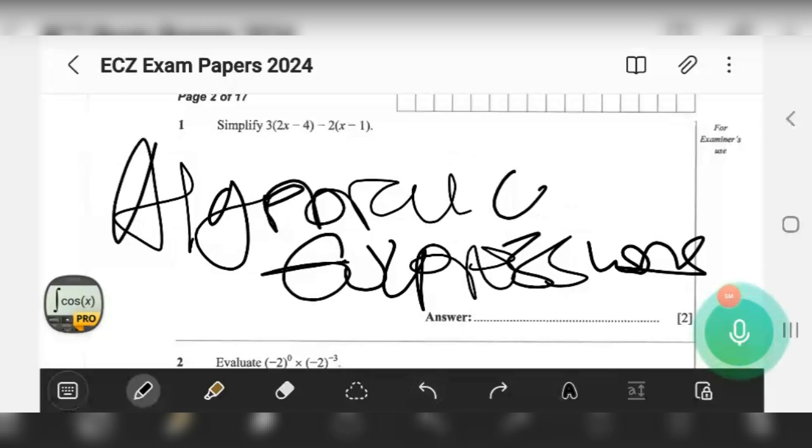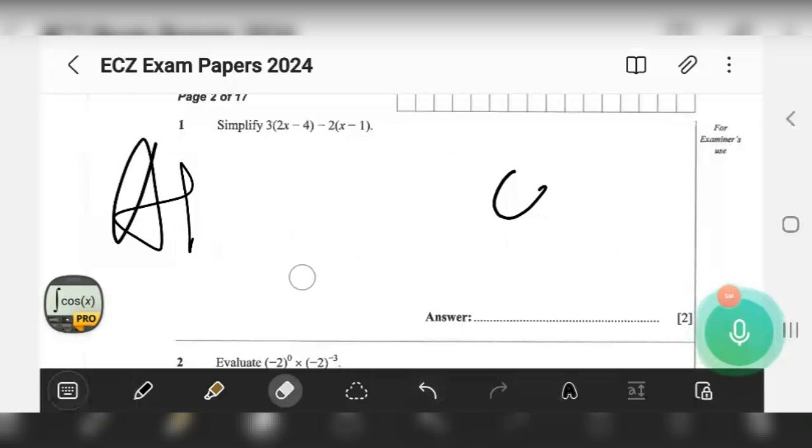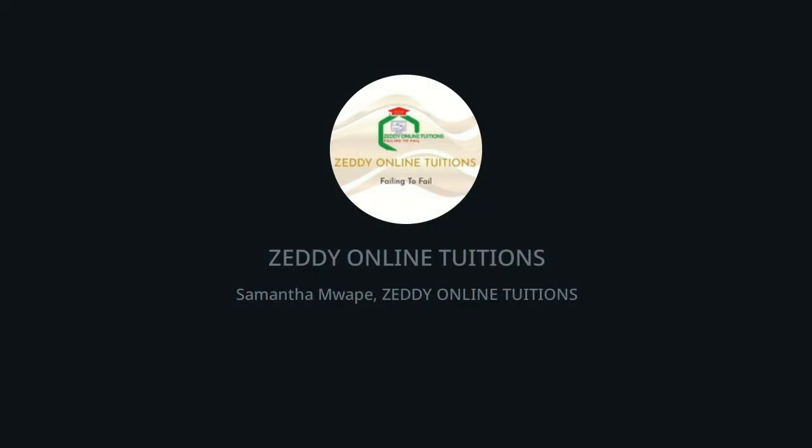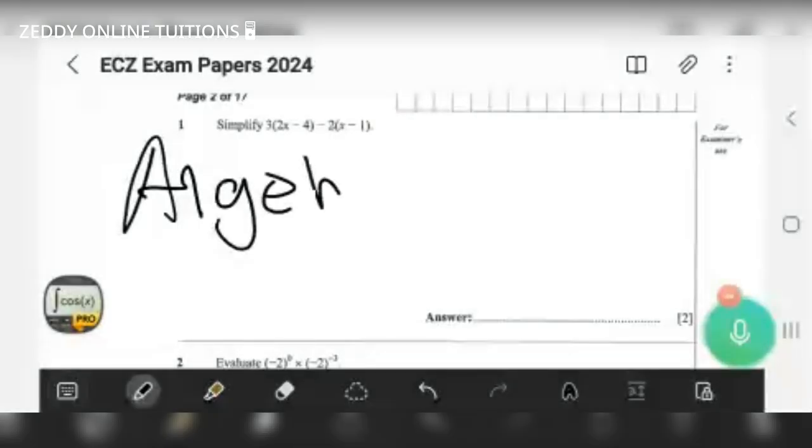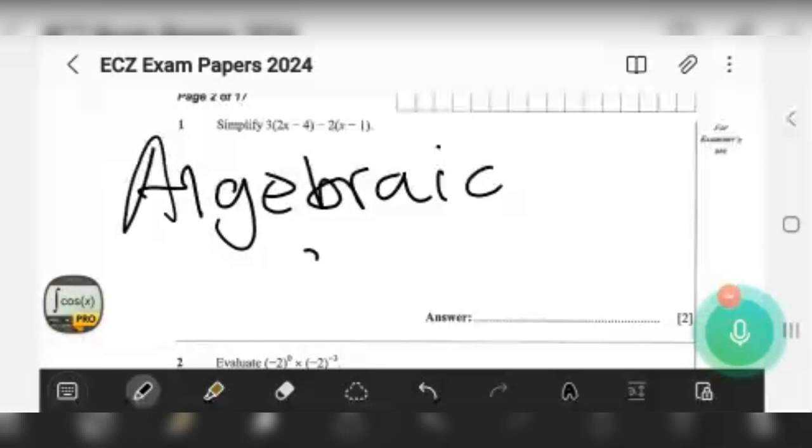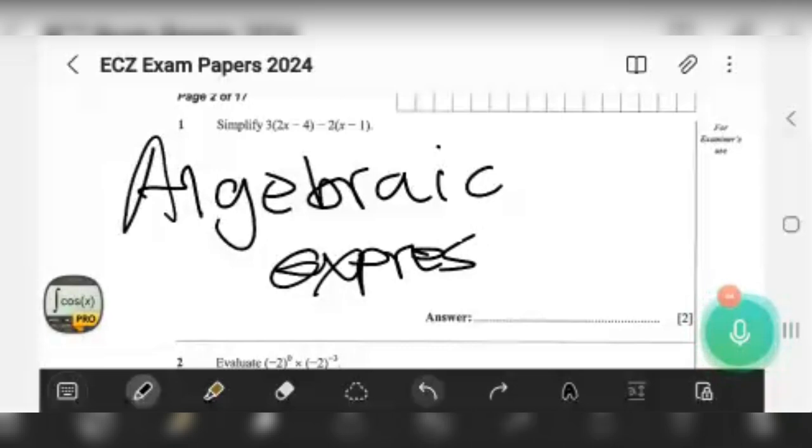Okay, maybe let me try to write it better. So this is the thing. Algebra. Yeah, algebraic. So algebraic expressions. That is our topic today.